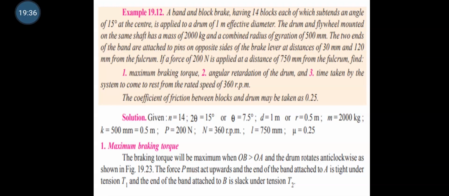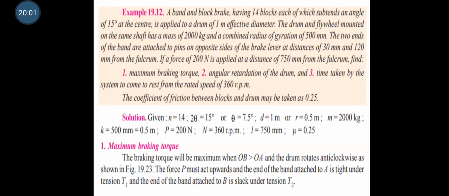And move on to the next exercise problem. A band and block brake having 14 blocks, each of which subtends an angle of 15 degrees at the center, is applied to a drum of 1 meter effective diameter. The drum and the flywheel are mounted on the same shaft, with a mass of 2000 kg and a combined radius of gyration of 500 mm.